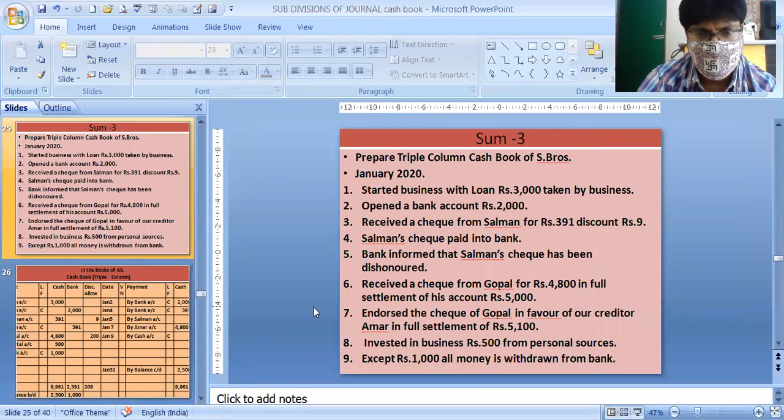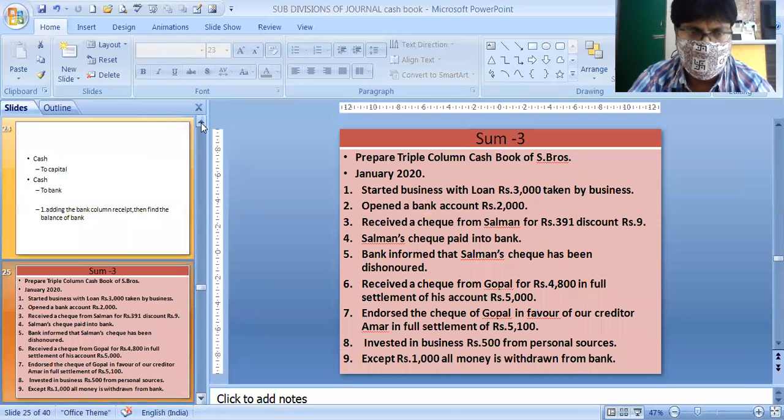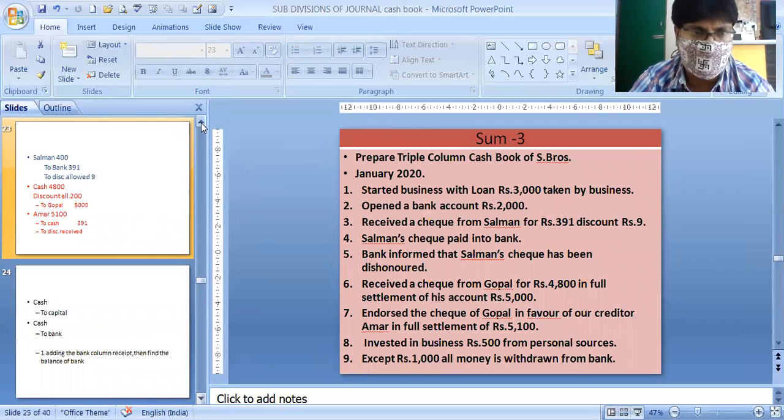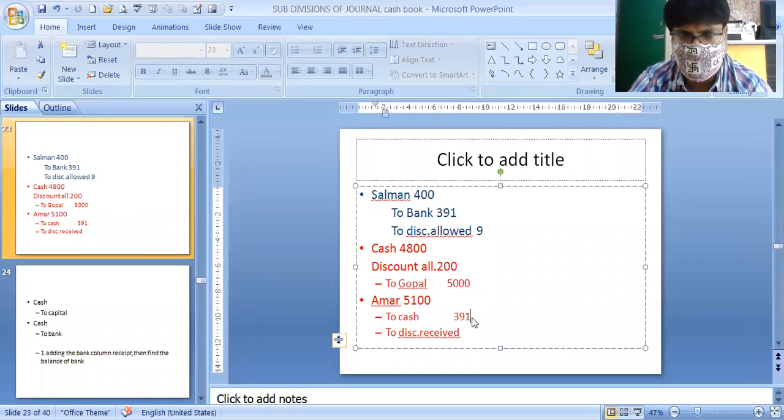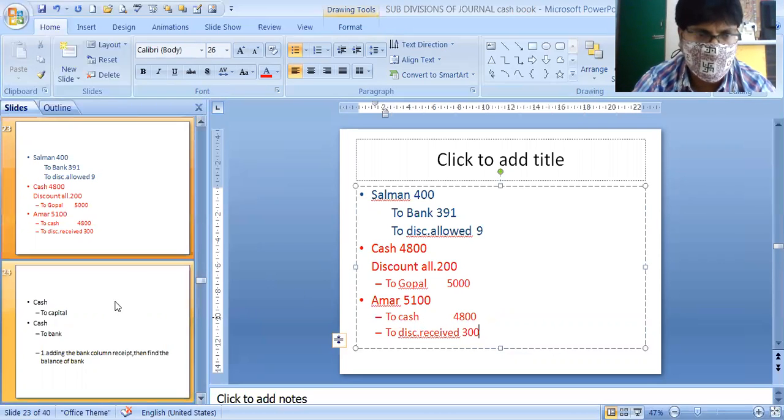Next one is, we have endorsed, we have transferred, we have given this check to Amar in full settlement of 5,100. Amar is our creditor and we are paying him through the check of Gopal. So when we are paying with a check of some other person, we write Amar account debit to cash to discount received. Discount received is 300.